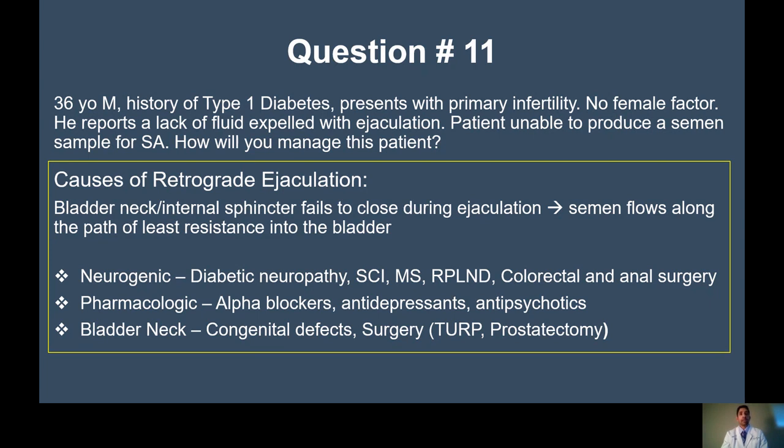Antidepressants and antipsychotics can also be culprits. And lastly, issues with the bladder neck itself, and this could be a congenital defect or a history of surgery, such as transurethral resection of the prostate or radical prostatectomy.